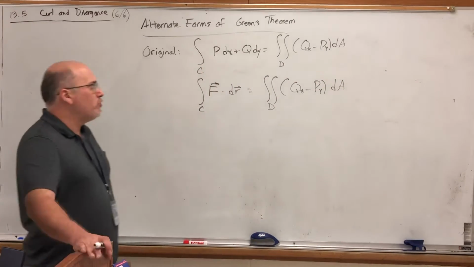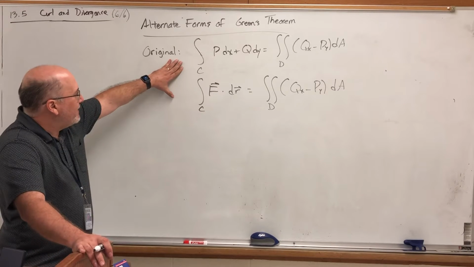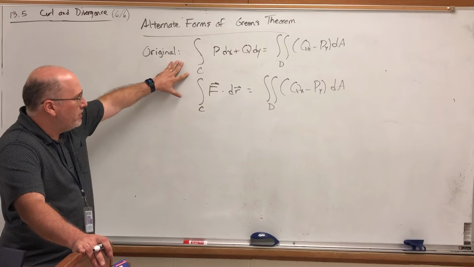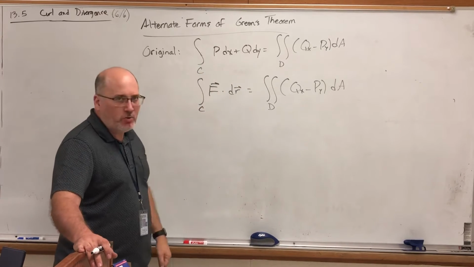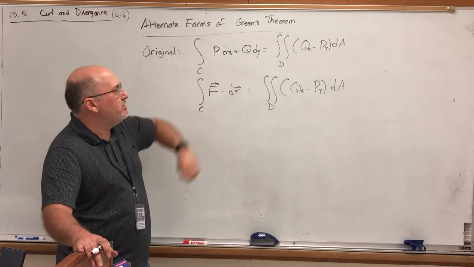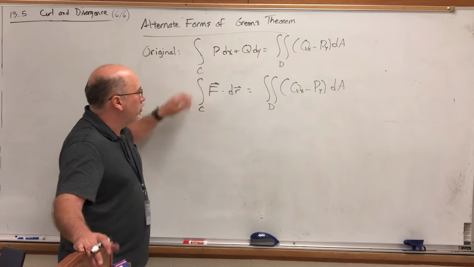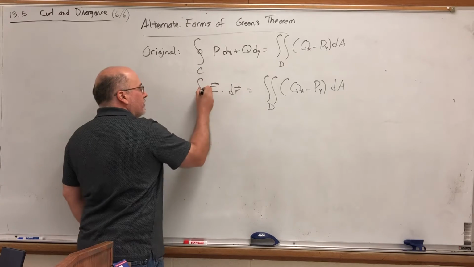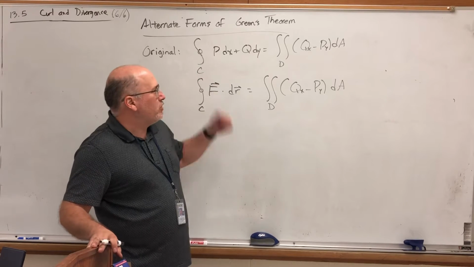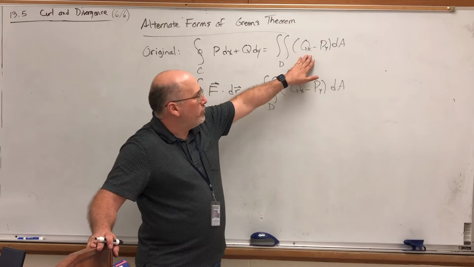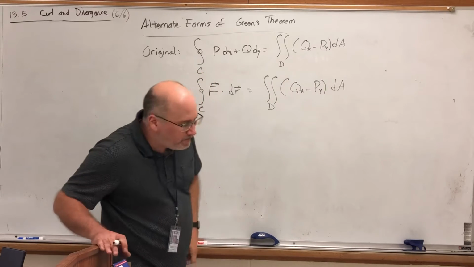So far, we've seen two forms of Green's theorem. The original one said that if you find the line integral over a curve of P dx plus Q dy, where P and Q are functions of x and y, then that was equal to the double integral over D. And by the way, this was a closed curve, so we could do this. Then we could find the double integral over the region D bounded by the curve C of the partial of Q with respect to x minus the partial of P with respect to y dA.